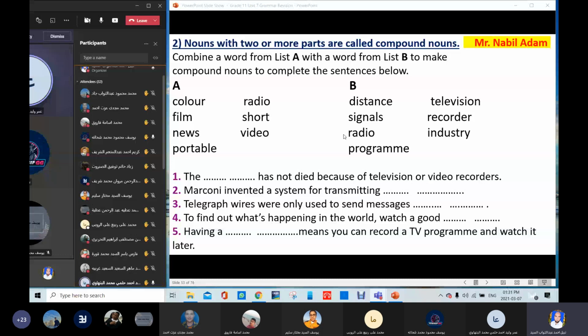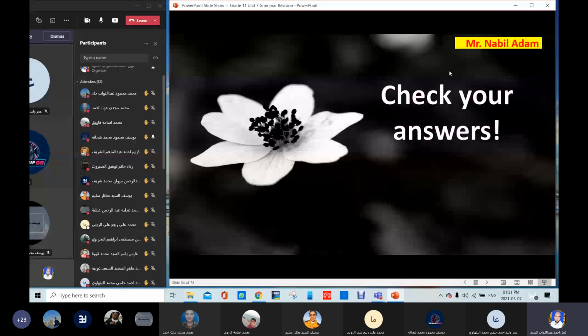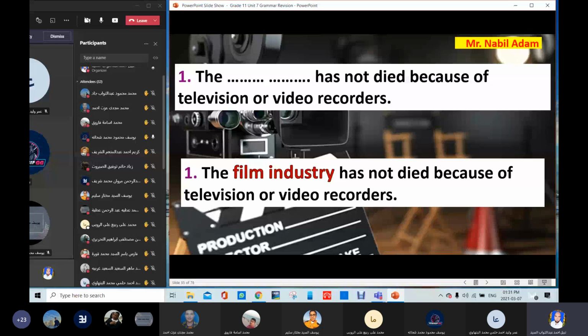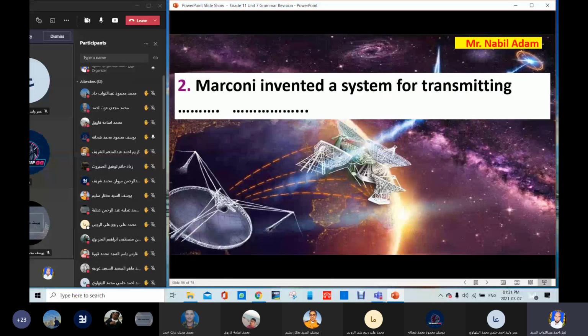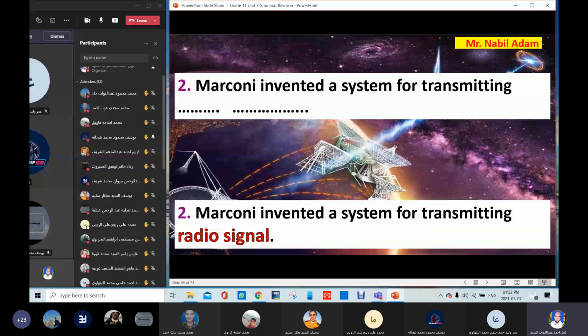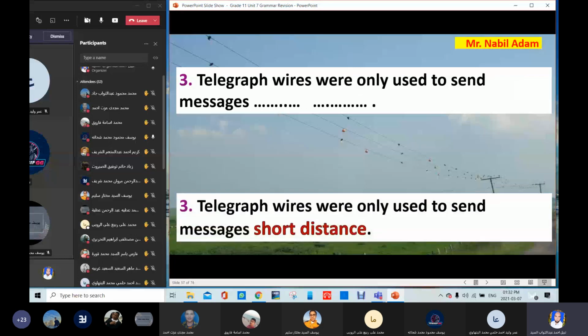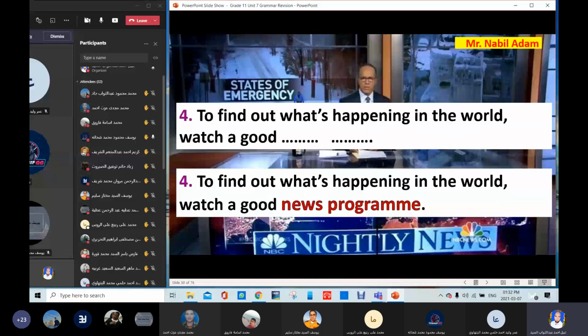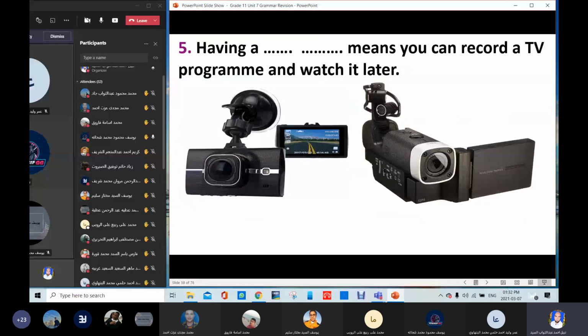Are your answers right or wrong? And have a look at these pictures. First one, the film industry has not died because of television or video recorders. Second one, Marconi invented a system for transmitting radio signal, we add as radio signals. Three, telegraph wires were only used to send messages short distance. Number four, to find out what's happening in the world, watch a good news program. Number five, having a video recorder means you can record a TV program and watch it later.